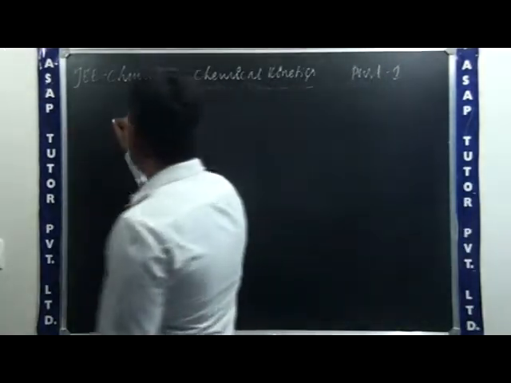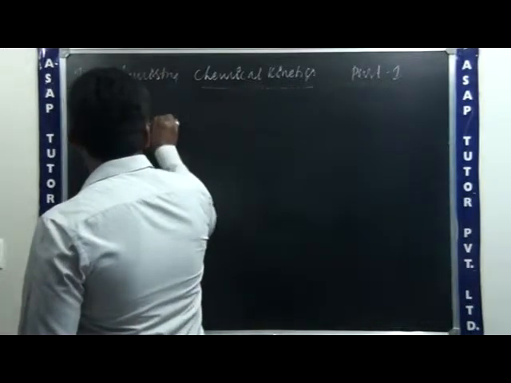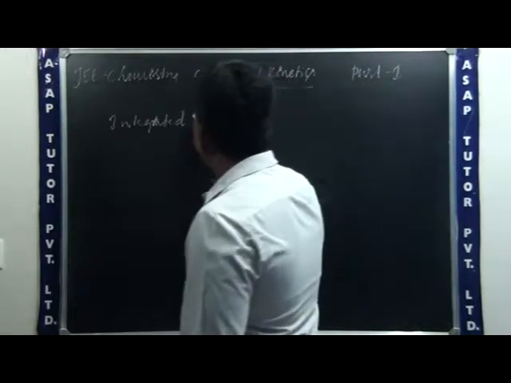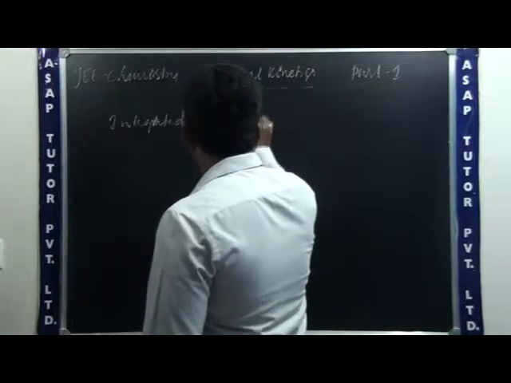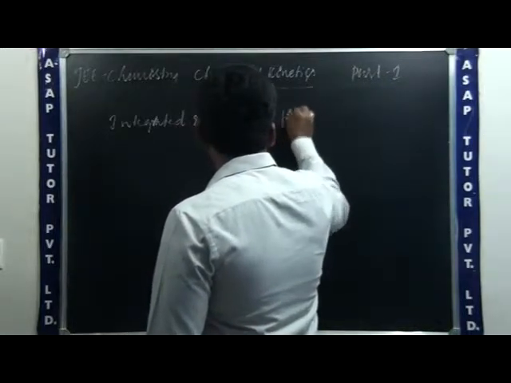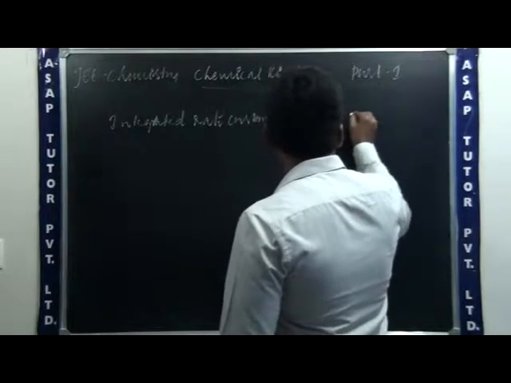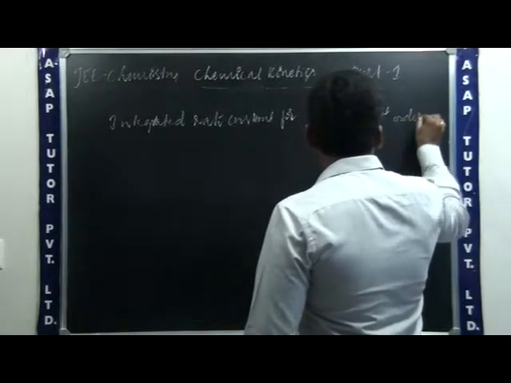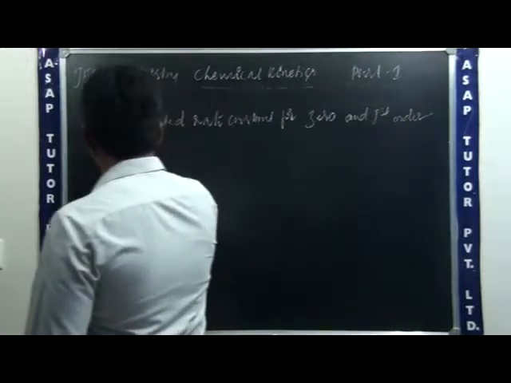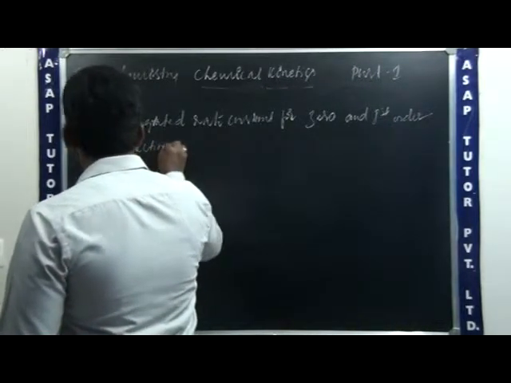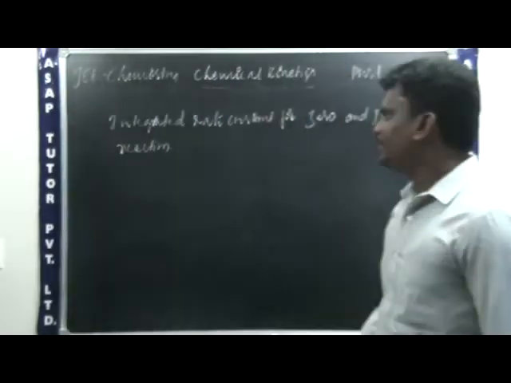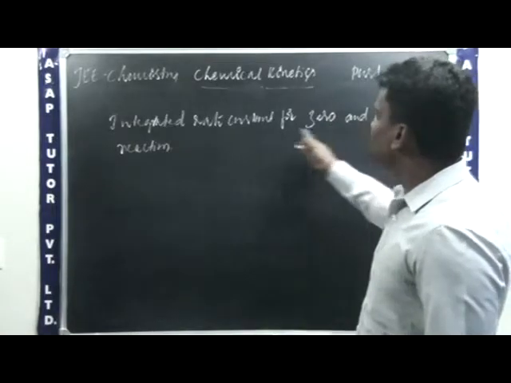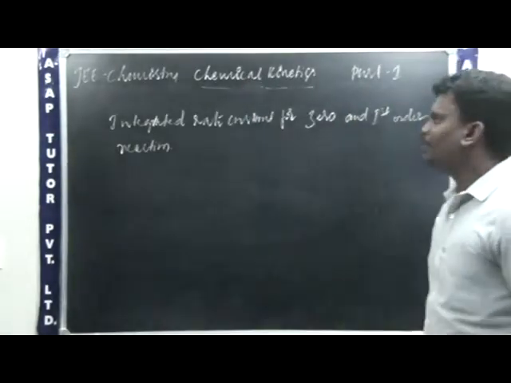Next, synopsis: integrated rate constant for zero and first order reactions. Already we have discussed the different rate constant formulas for zero order as well as first order reaction while learning the basic concepts of chemical kinetics.